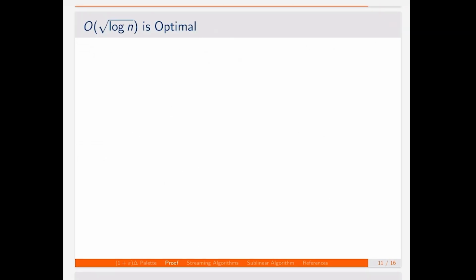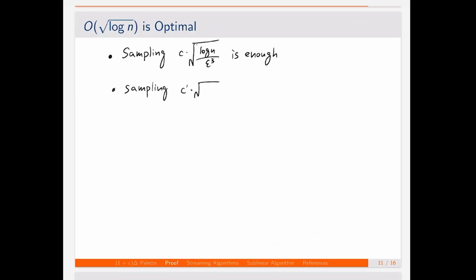So that's why we can apply Reed-Sudakov's lemma here. Now let's show that sampling big O of square root log n number of colors for each vertex list is actually optimal for the palette sparsification in this regime. As a comparison, in the theorem, Alon and Assadi show that sampling some constant c times square root log n over epsilon to the third is enough. And here, what we are going to show is that sampling some constant c prime times square root log n is not enough for palette sparsification in the 1 plus epsilon times delta regime.